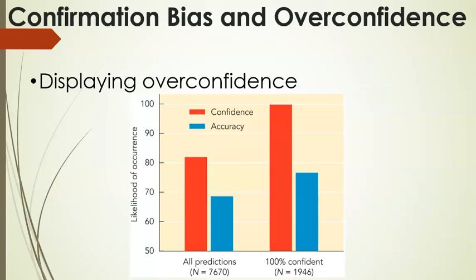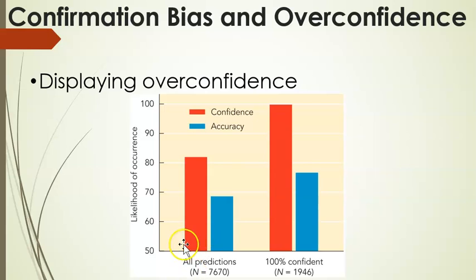So here's an example of displaying overconfidence, okay? So overconfidence is illustrated in the discrepancy between the accuracy with which students predicted that a specific event would occur to them during the coming academic year and the degree of confidence they had in their predictions. And overall, what we saw was the accuracy was considerably lower than the confidence level, even for those events which the students expressed a complete certainty.